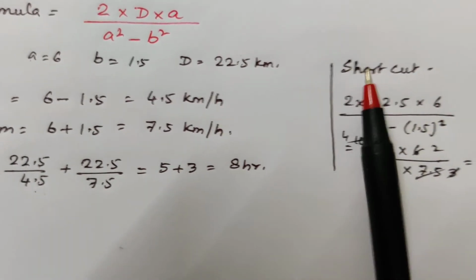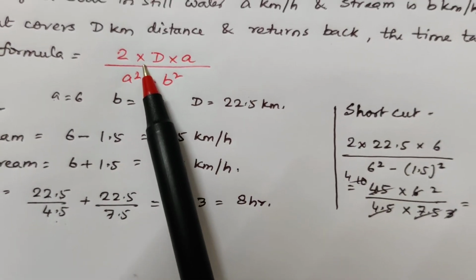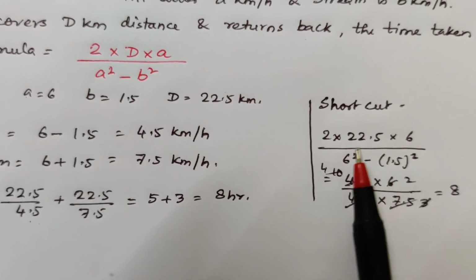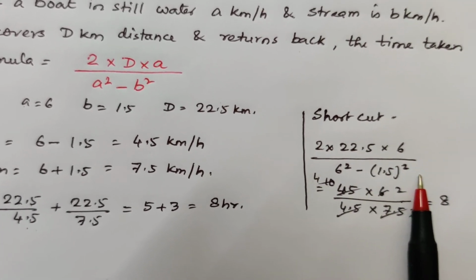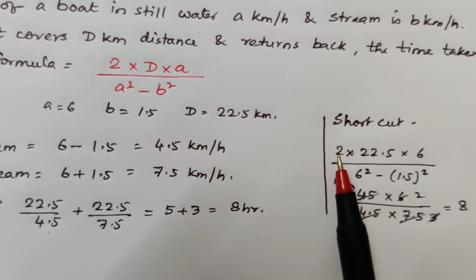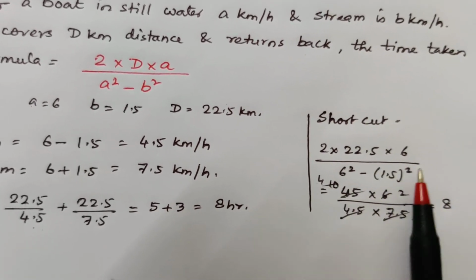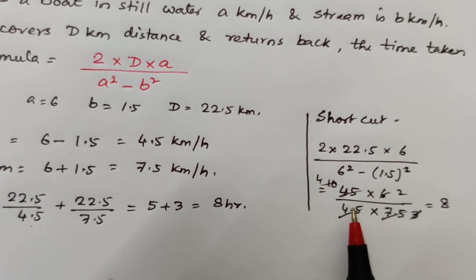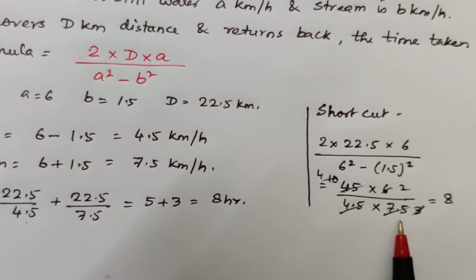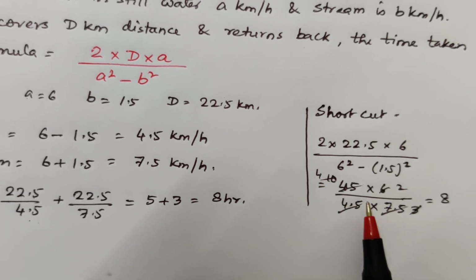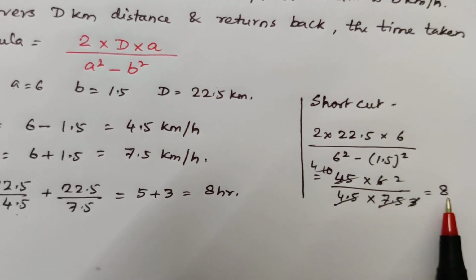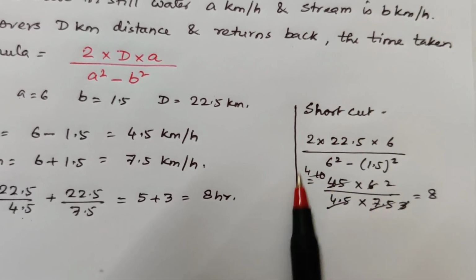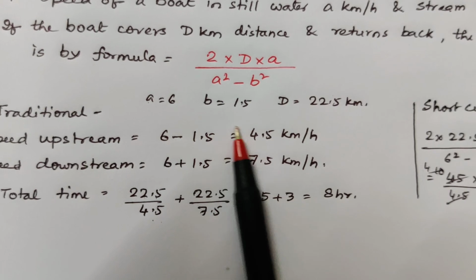Now we show you the shortcut using this formula. So it is 2 into 22.5 into 6 by (6 square minus 1.5 square). So 2 into 22.5 is 45 into 6, and this is a square minus b square, we can put it as (a plus b) into (a minus b). It makes it 8 hours. So here we get it in just one shot, and there we have to do so much hard work.